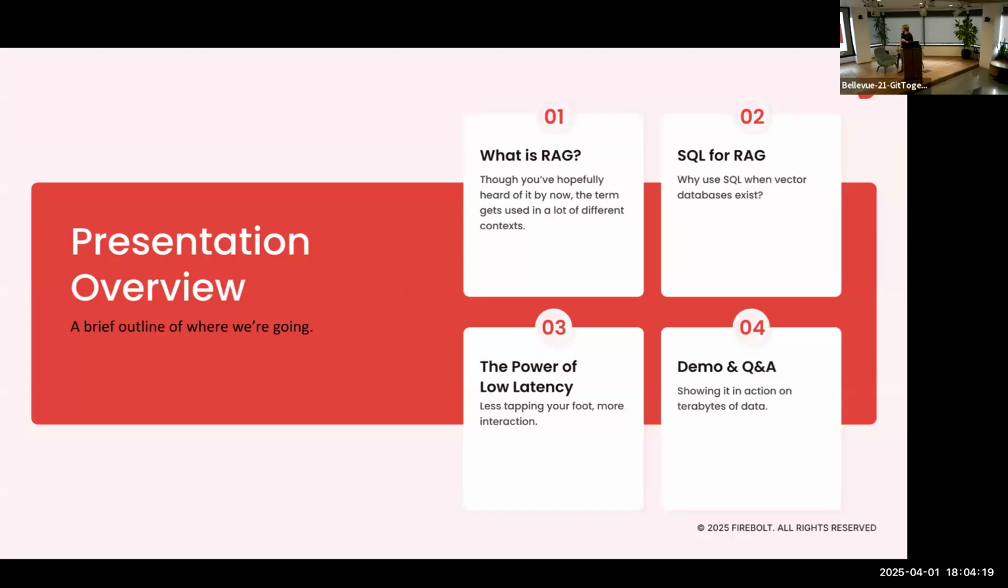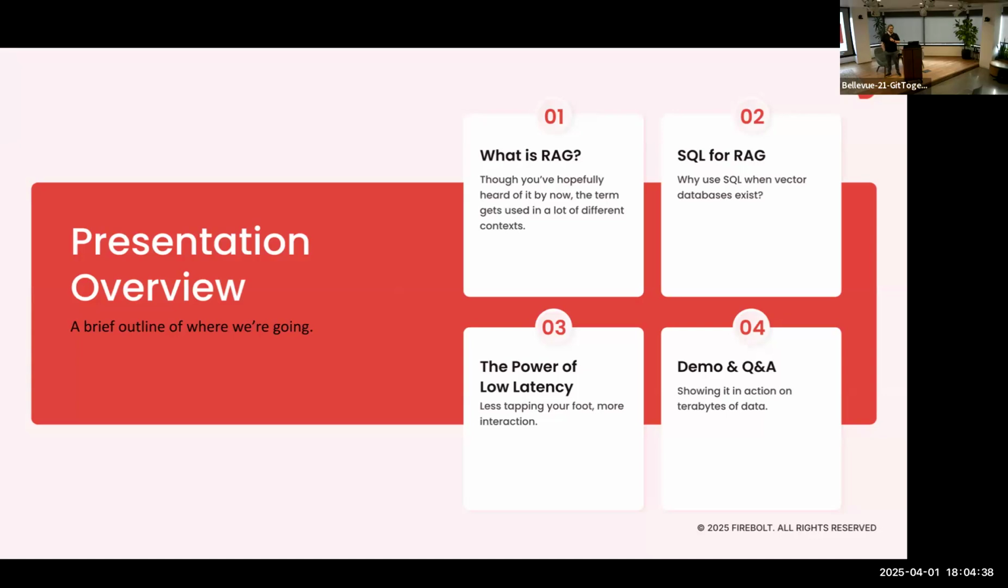So the outline of this presentation, we're going to start by discussing RAG, or retrieval augmented generation. This probably isn't going to be a new term to anyone in this room by now. But in my experience, there's sometimes a little bit of confusion about it. So I'd like to align on what RAG is so that we're all working with the same vocabulary.